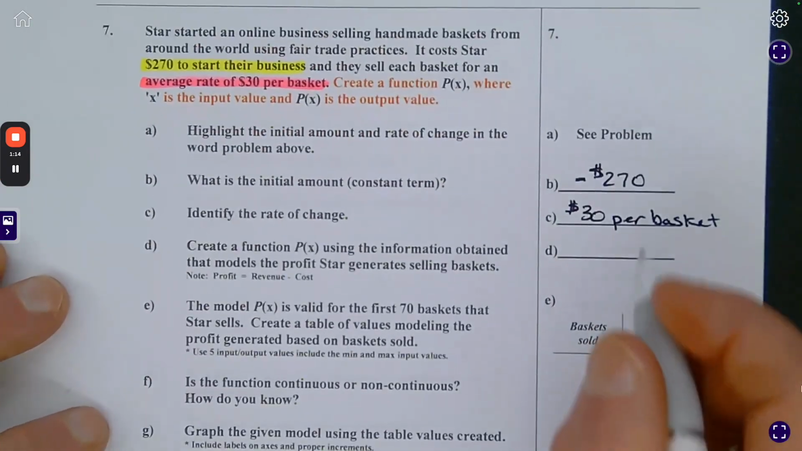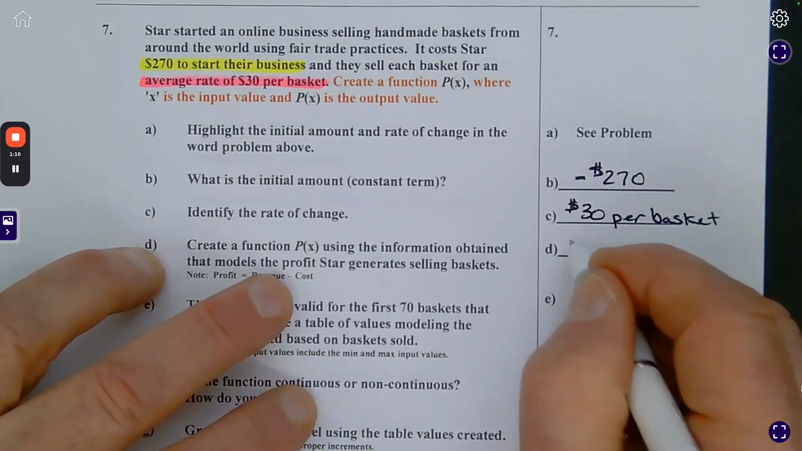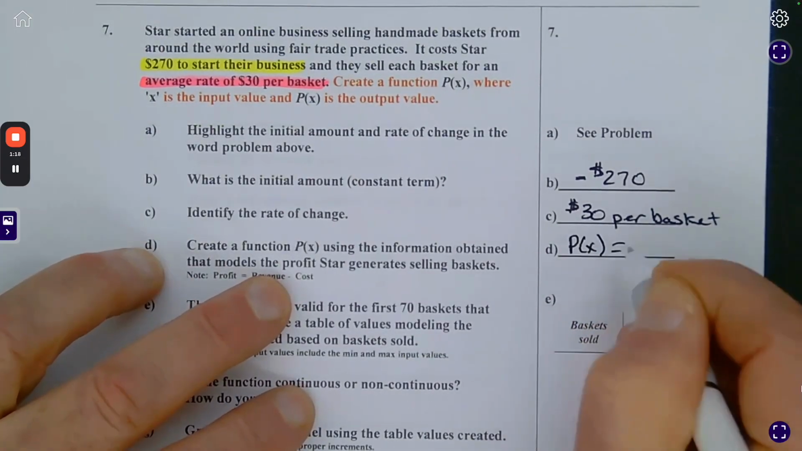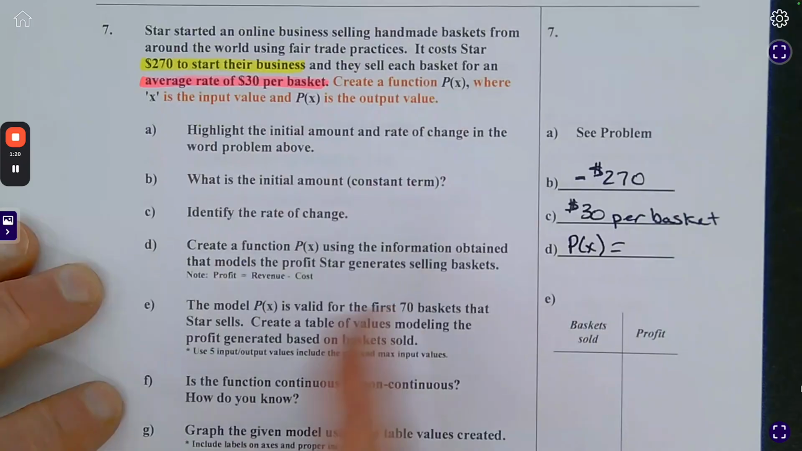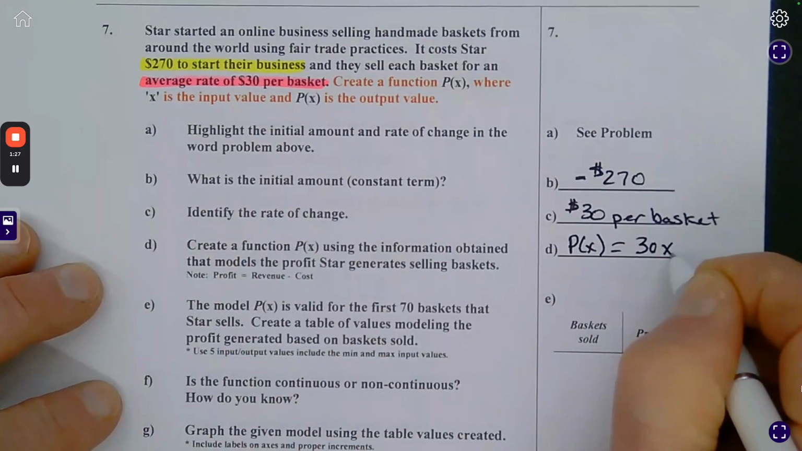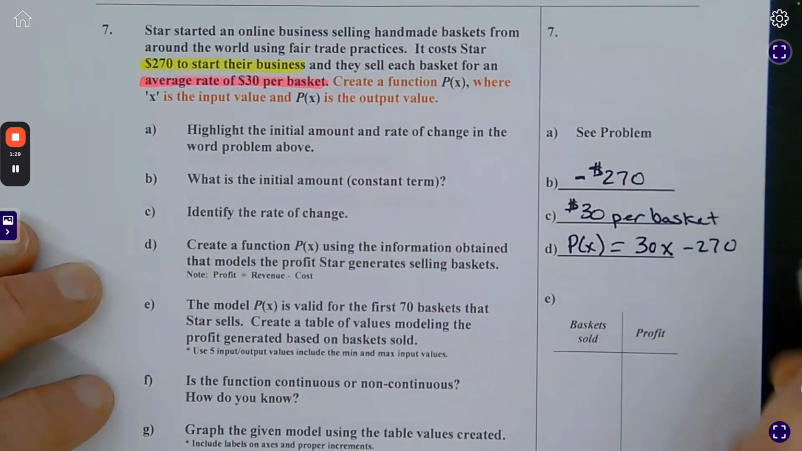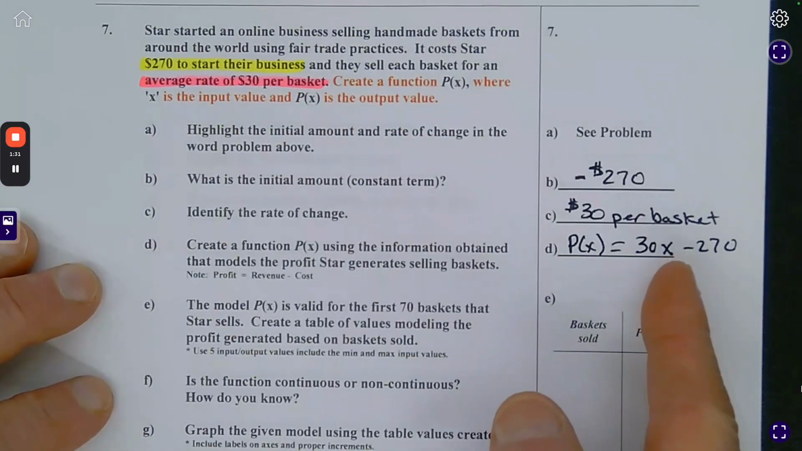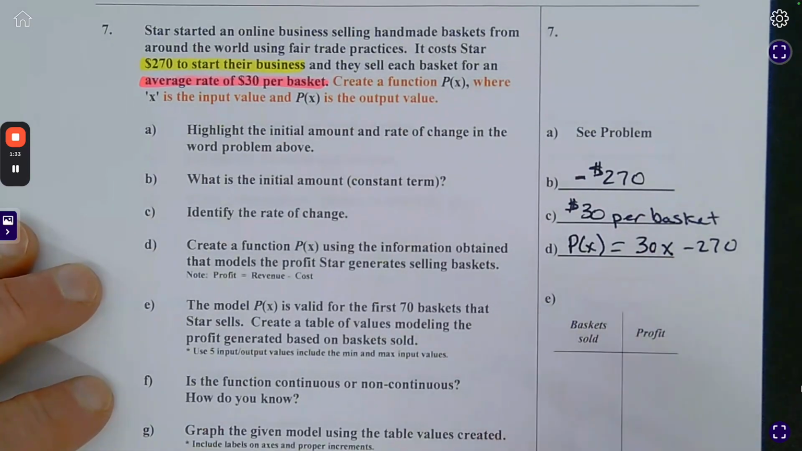Create a function p of x. Okay, that's my output, p of x. Use the information obtained that models the profit Star generates selling baskets. So it's $30 per basket minus that startup fee, right? So she's got to sell some baskets before she can break even.